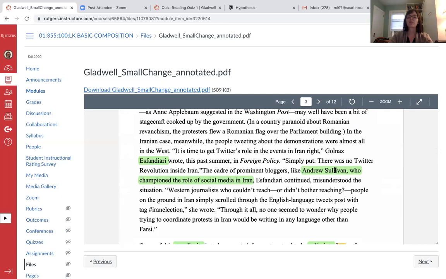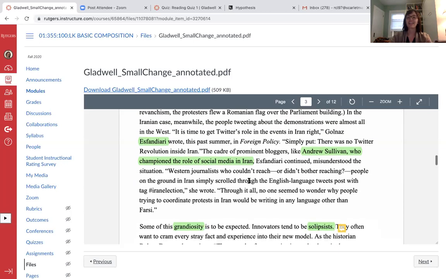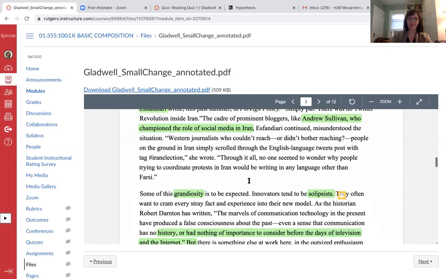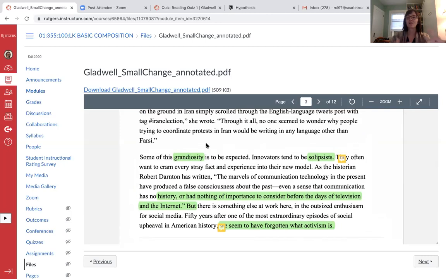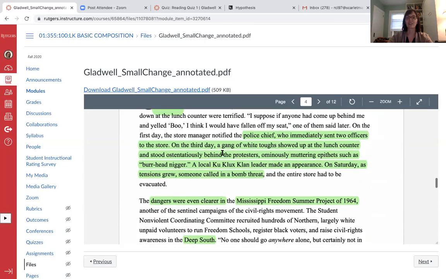And then here we have Andrew Sullivan, who championed the role of social media in Iran. So Sullivan is an example of a digital evangelist. According to Gladwell, by way of Morozov and Esfandiari, they're saying, look, Sullivan didn't get it right. Then in the next paragraph, he uses the term grandiosity, kind of saying that digital evangelists' views are grandiose and overblown. They're giving too much credit to social media as a tool for social activism.